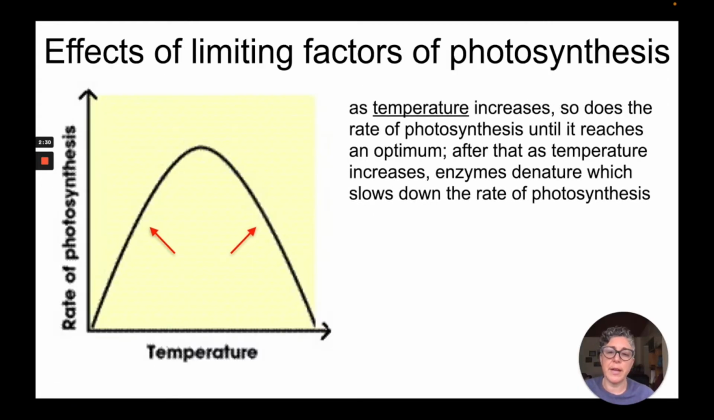Okay, so let's take a look at temperature. We've mentioned this before, but let's just review it a little bit. So as temperature increases, so does the rate of photosynthesis until it reaches an optimum. That is the peak of the graph. After that, as temperature continues to increase, enzymes are going to denature, which is going to slow down the rate of photosynthesis. So we see here that the rate of photosynthesis both increases and decreases depending on what's happening with temperature. And again, there's an optimum temperature for the rate of photosynthesis.